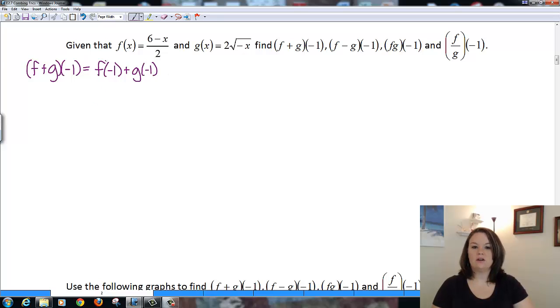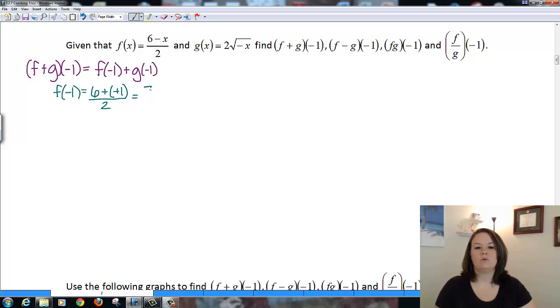So here I just need to plug negative 1 into my f function, see what it equals, plug negative 1 into my g function, see what that equals, and then add my 2 results together. So that's how I'm going to work it, because it ends up being a little bit easier that way. So I'm going to figure out f of negative 1. If I plug negative 1 into my f function, I get 6 minus negative 1 all over 2, which when I simplify, my double negatives become positive.